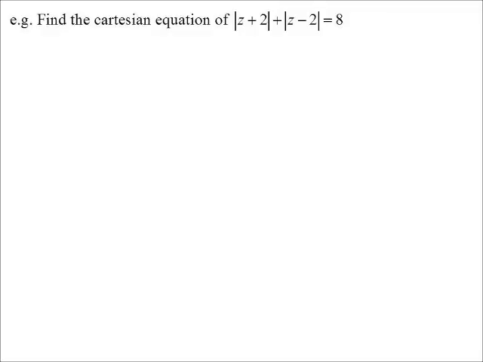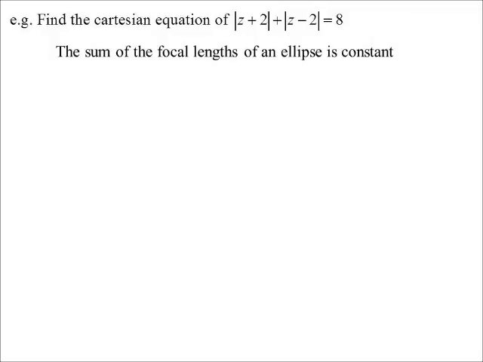Okay. So I'm using the idea that the sum of the focal lengths, I'm saying these two moduli are the focal lengths of an ellipse. And I know the sum of them will be constant. Therefore, 2a is equal to 8. So I know a is 4. That's one part of my equation. I now need to work out b. But hang on, I know the focus is AE. But our two foci, if you like, are 2 and negative 2. So AE is 2, giving me the eccentricity as a half.